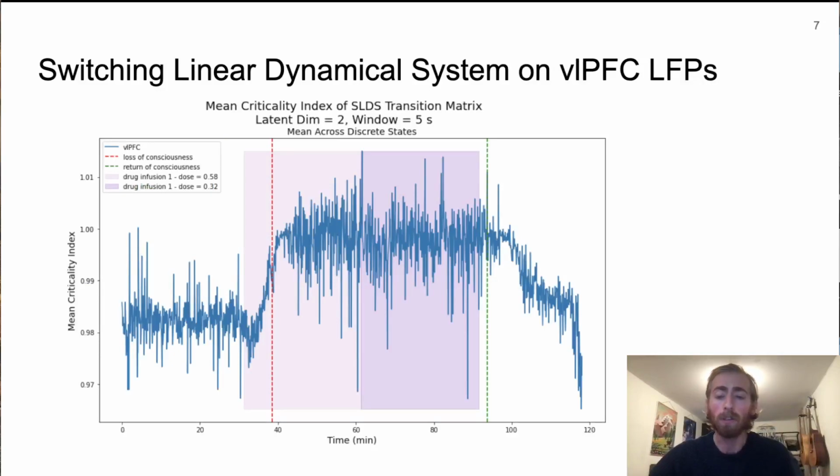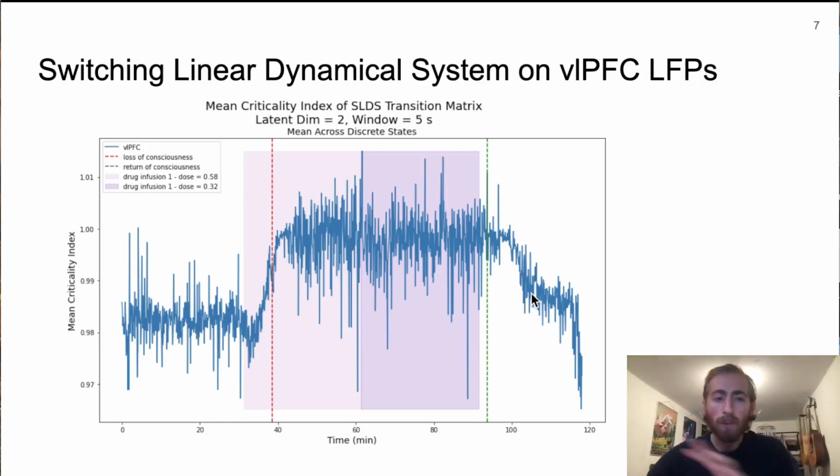So here we have the results from fitting a switching linear dynamical system to 5-second windows of VLPFC data in monkey 1. Again, on the x-axis we have time in the trial in minutes, and on the y-axis the mean criticality index, as well as drug infusion in purple, loss of consciousness in red, and return of consciousness in green. And what we find here is the same pattern of destabilization of activity in prefrontal cortex after the onset of anesthesia, followed by an increase in stability as the animal emerges from unconsciousness.